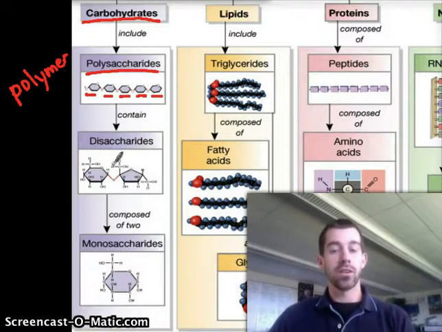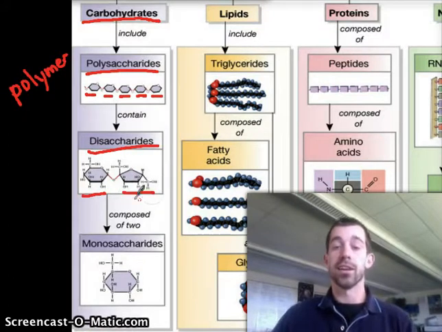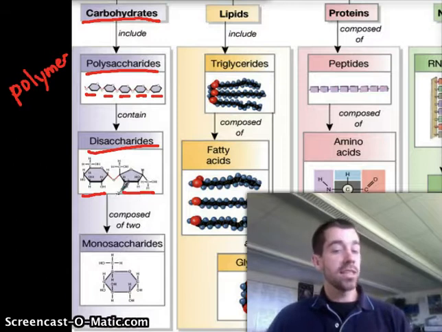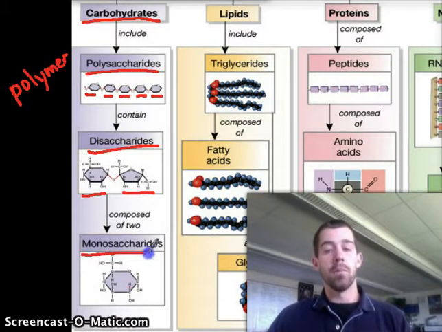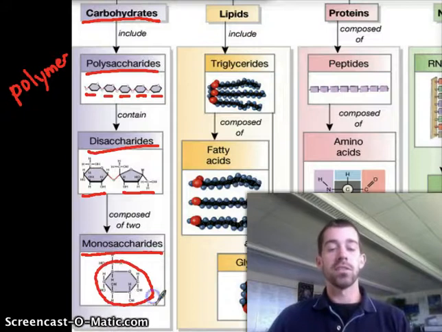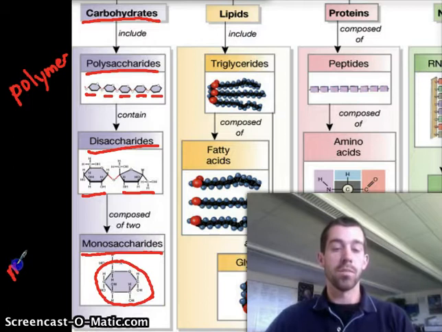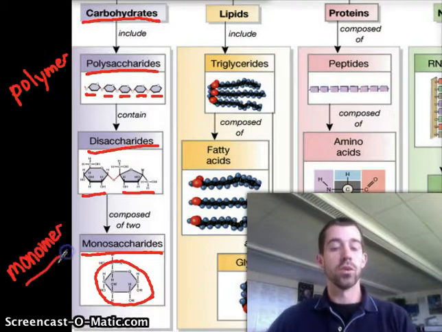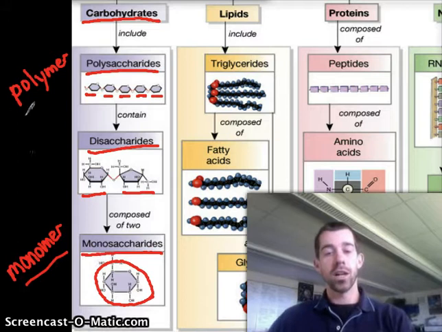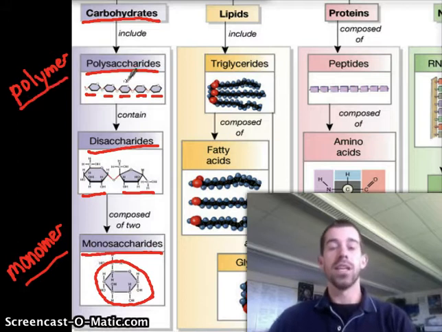Now, each polysaccharide is made up of many disaccharides. Each disaccharide is two sugars, one right there and one right there, connected together. And each disaccharide is composed of two monosaccharides, just one sugar. This is the smallest piece of a carbohydrate. And because it's the smallest piece, we call it a monomer. So monomer is like one unit of a carbohydrate, and polymer is many units connected together.